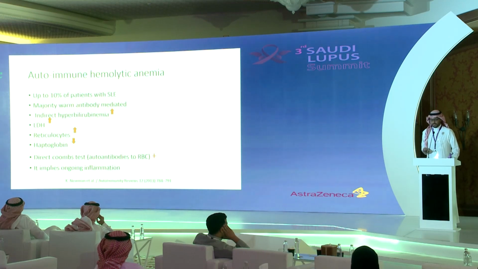The story would be a little bit different in autoimmune hemolytic anemia, which can be seen in up to 10% of patients with lupus. It does correlate with the disease activity, so you would find other evidence of activity in other parts of the disease itself. The majority will be warm-mediated antibody, and then you will have the hemolysis picture. You will have an indirect hyperbilirubinemia, high LDH, high reticulocyte count, low haptoglobin, and the direct Coombs antibody would be positive.